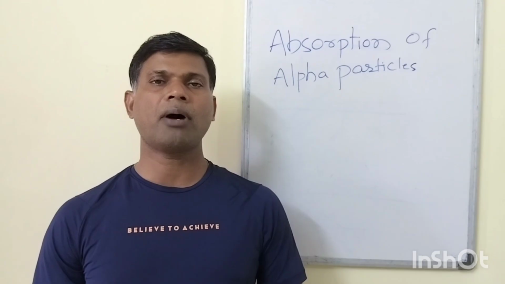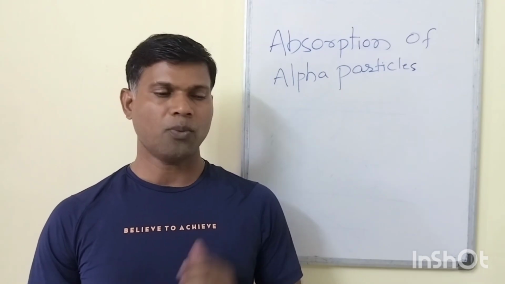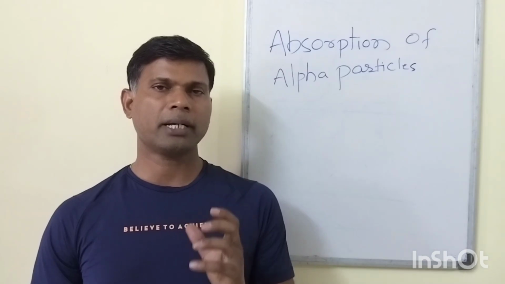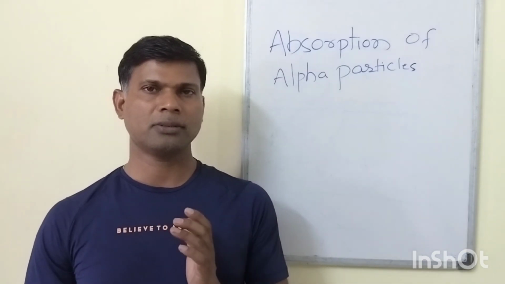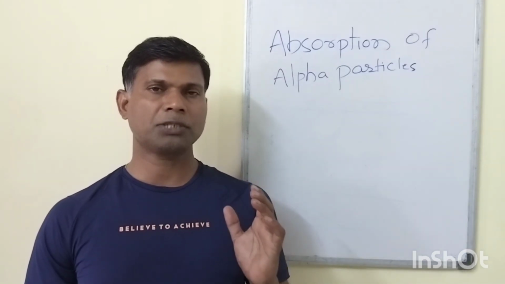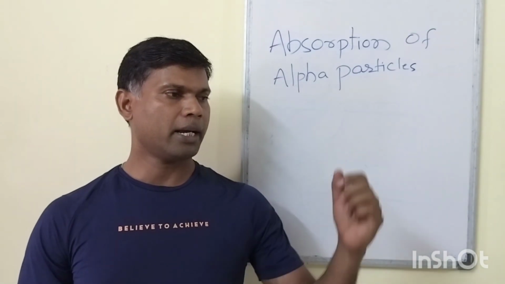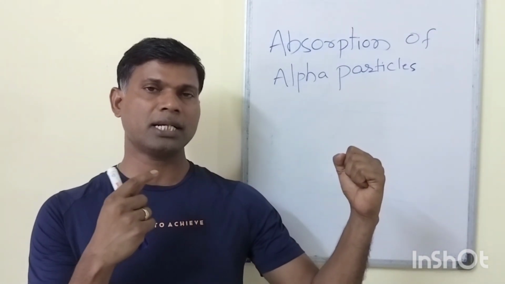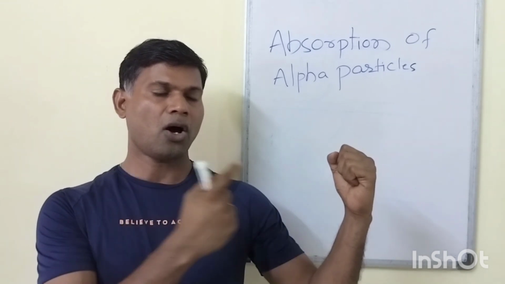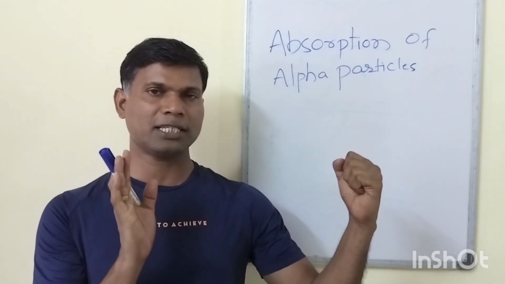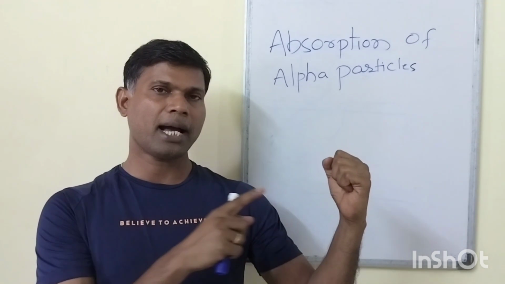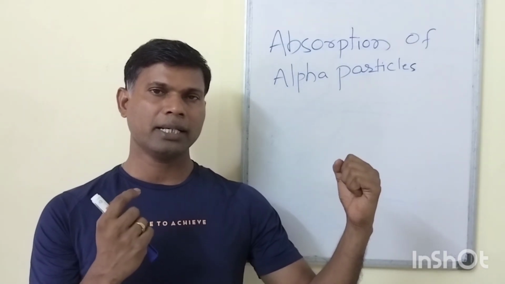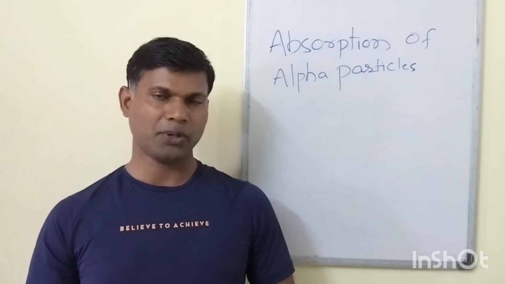Absorption of alpha particles. What we are going to do now: suppose an alpha particle is coming from a particular source. I am doing this experiment in the air. I kept the source here. The alpha particle is coming; how much distance can it travel, how much distance can I detect this particle? That is the maximum distance traveled by the alpha particle before it died. That is the range. Okay.